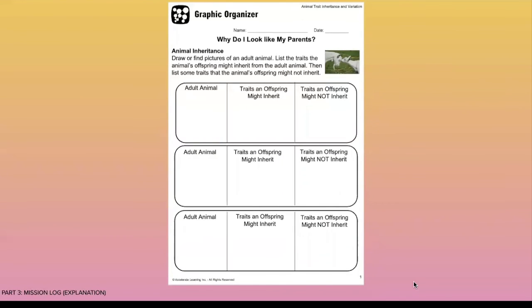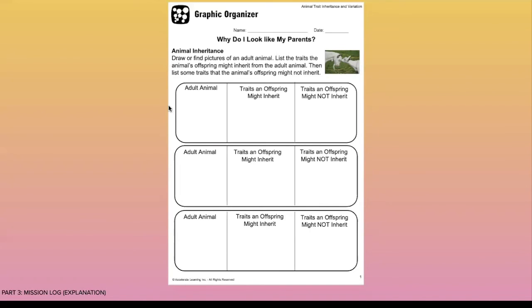Great work, first graders. Now that we've finished reading about animal trait inheritances and variations, let's go ahead and take a look at our graphic organizer. This should be on page 1. At the top, it should have the question, why do I look like my parents? Animal inheritance. Draw or find pictures of an adult animal. List the traits the animal's offsprings might inherit from the adult animal. Then list some traits that the animal's offspring might not inherit.